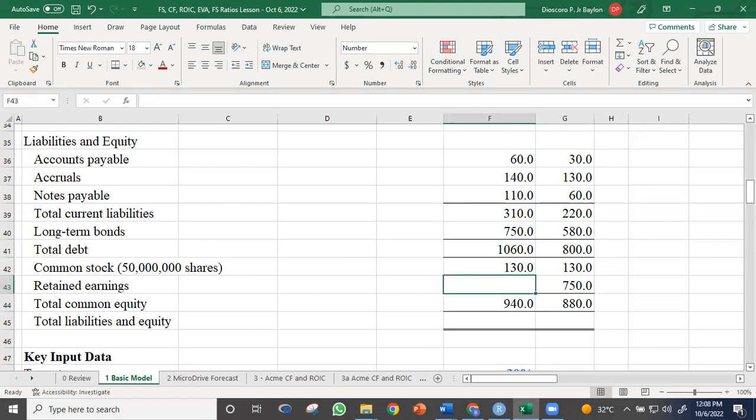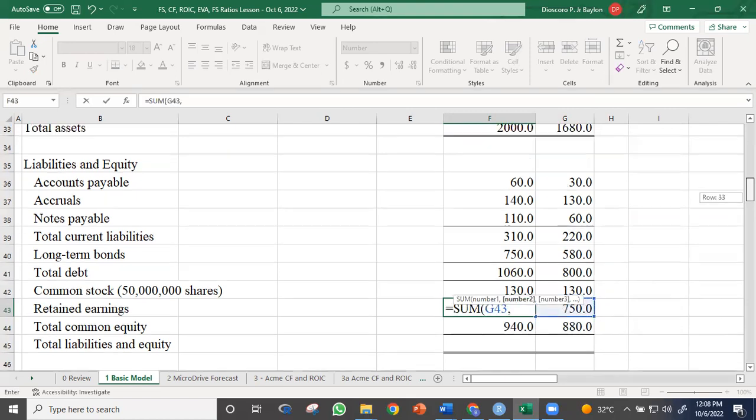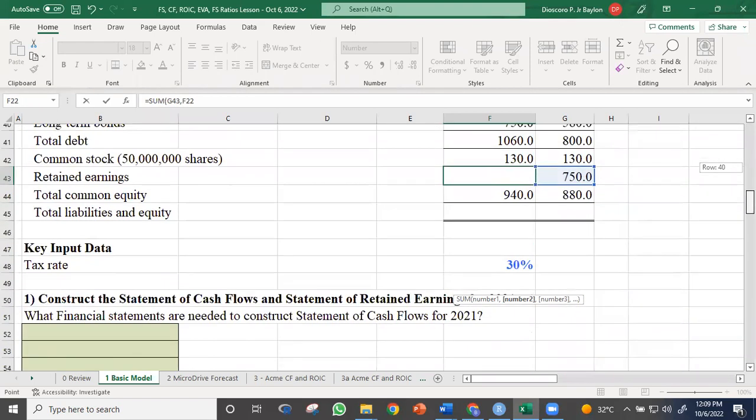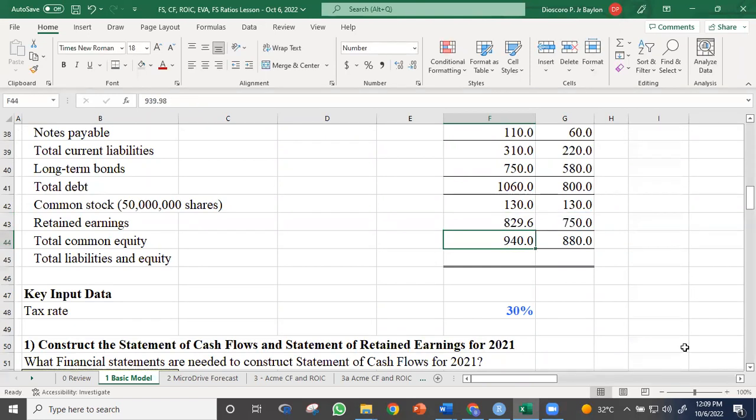All right, then what will be the retained earnings for 2021? The retained earnings for 2021 will be the previous retained earnings, equals sum, 750. So that will be our base, comma, we will be adding to it what was added in the current year. What was added to retained earnings was 79.6. So that should be the formula for your retained earnings. It's the previous retained earnings, and then you add whatever was flowed back to the operations of the firm, or the addition to retained earnings. Enter. So we should be having 829.6.